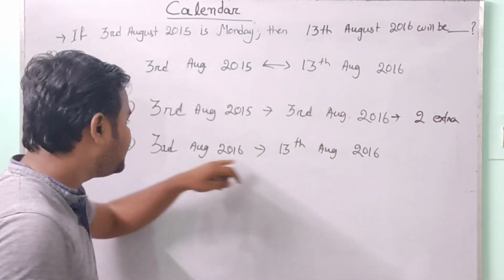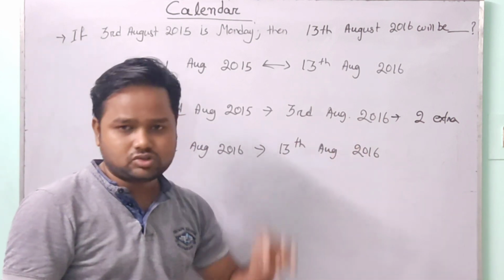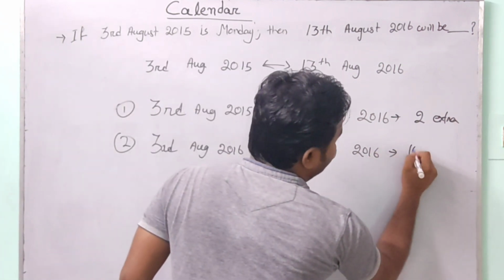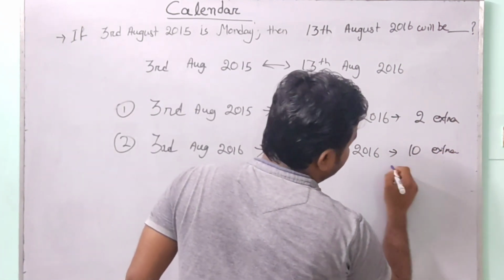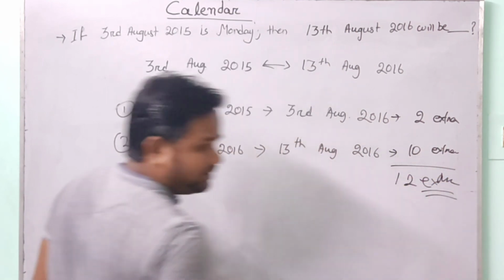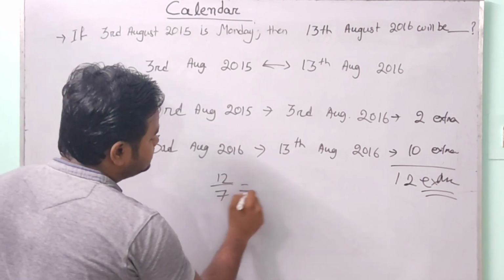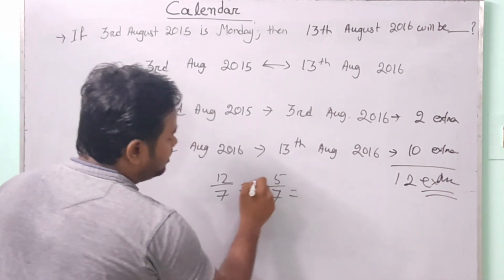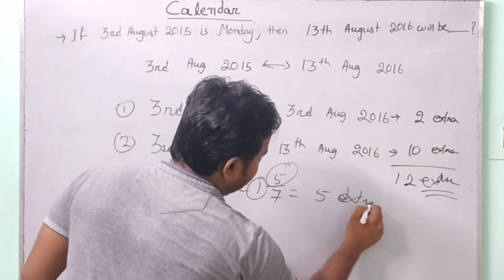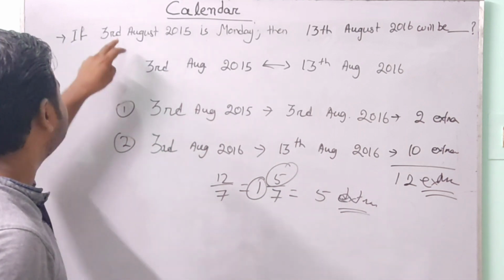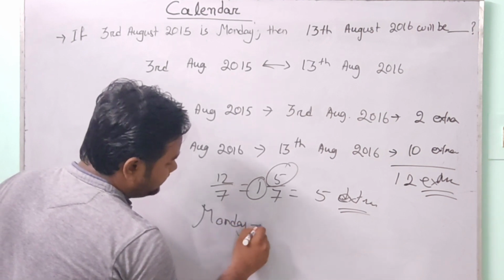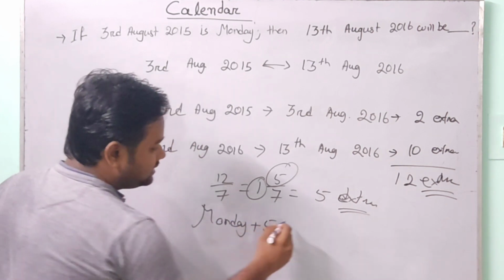And here 3rd August 2016 till 13th August 2016, it is 10 extra days. That means here totally we have 12 extra days. 12 extra days means 12 divided by 7, which is equal to 1 whole 5 by 7. 1 whole 5 by 7 means 5 extra days. 5 extra days means it is Monday plus 5. And the answer will be Saturday.